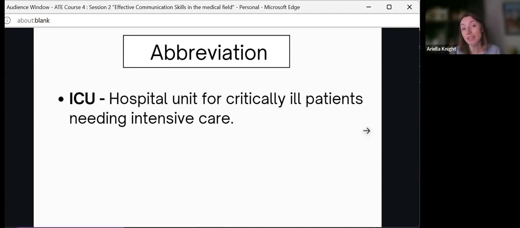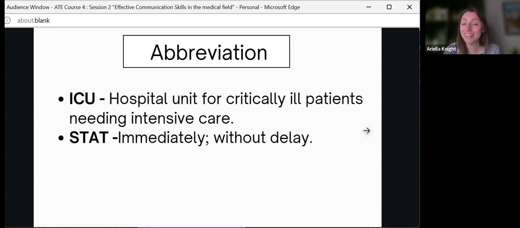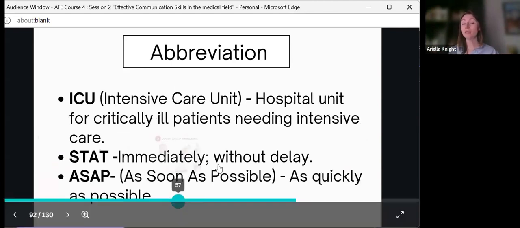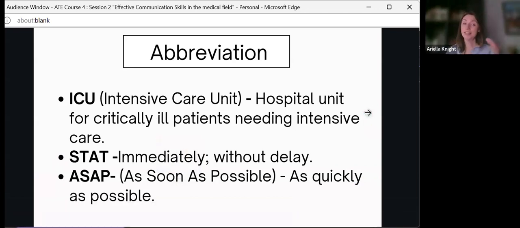Here are a few other abbreviations. ICU, the intensive care unit. STAT. This is a medical term, but you can also use it anywhere. It actually originally comes from military jargon, and it just means immediately. Stat. Get here, stat. I need those test results, stat. Similarly, we have as soon as possible, ASAP, which I'm sure you know you can use outside of a medical context. It is very similar to stat.